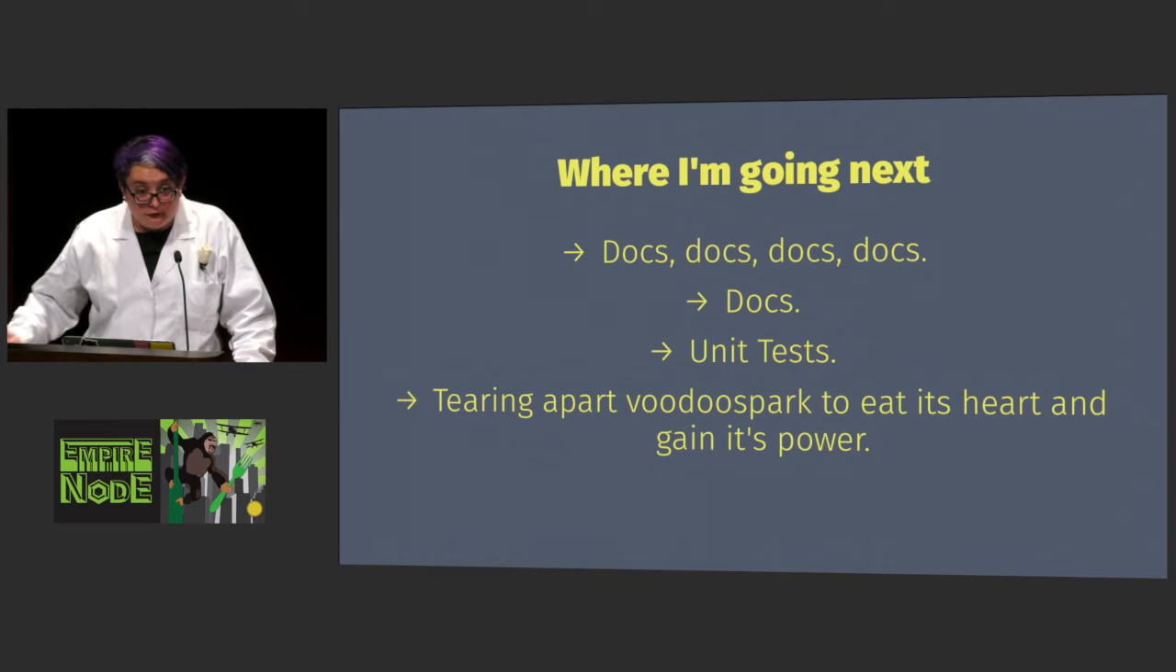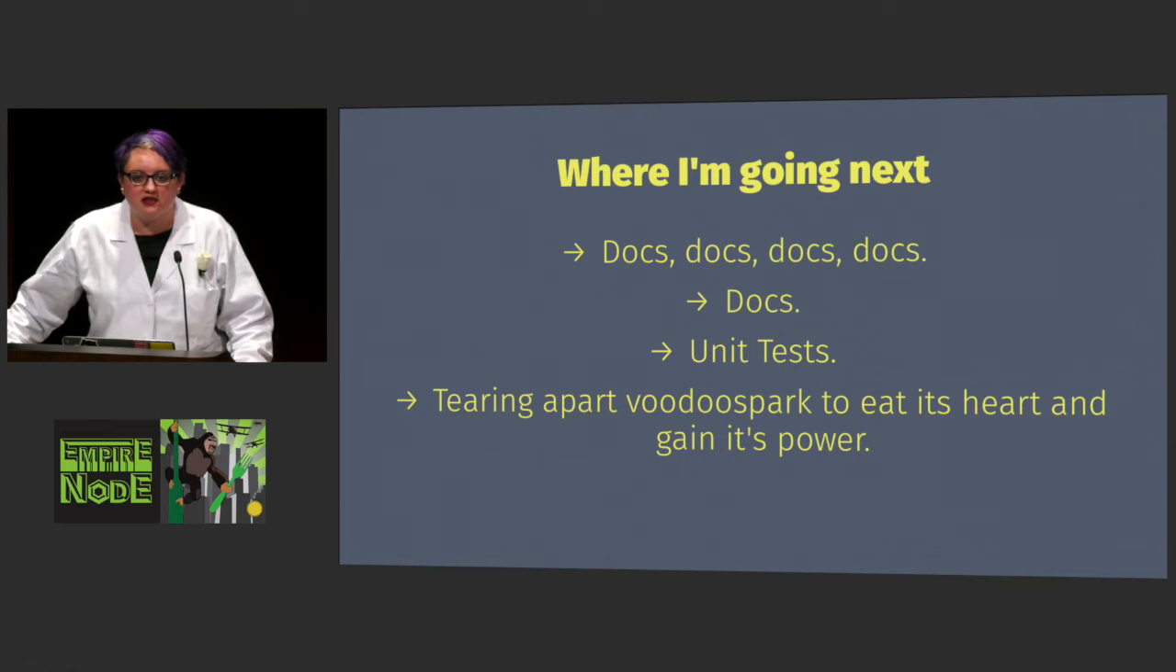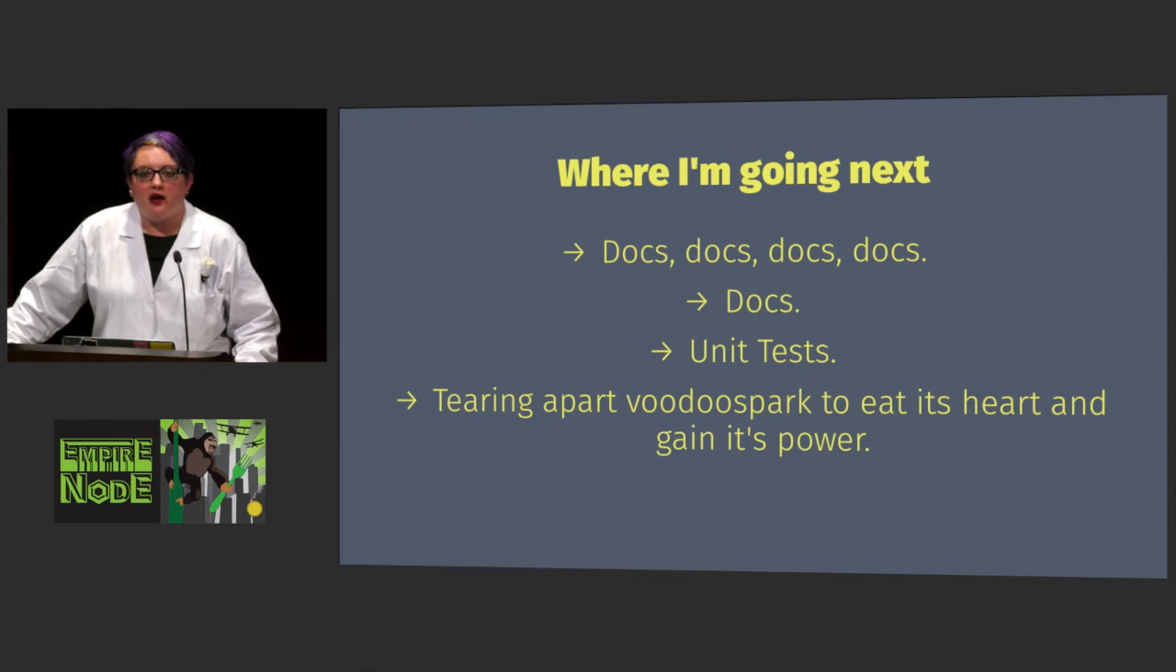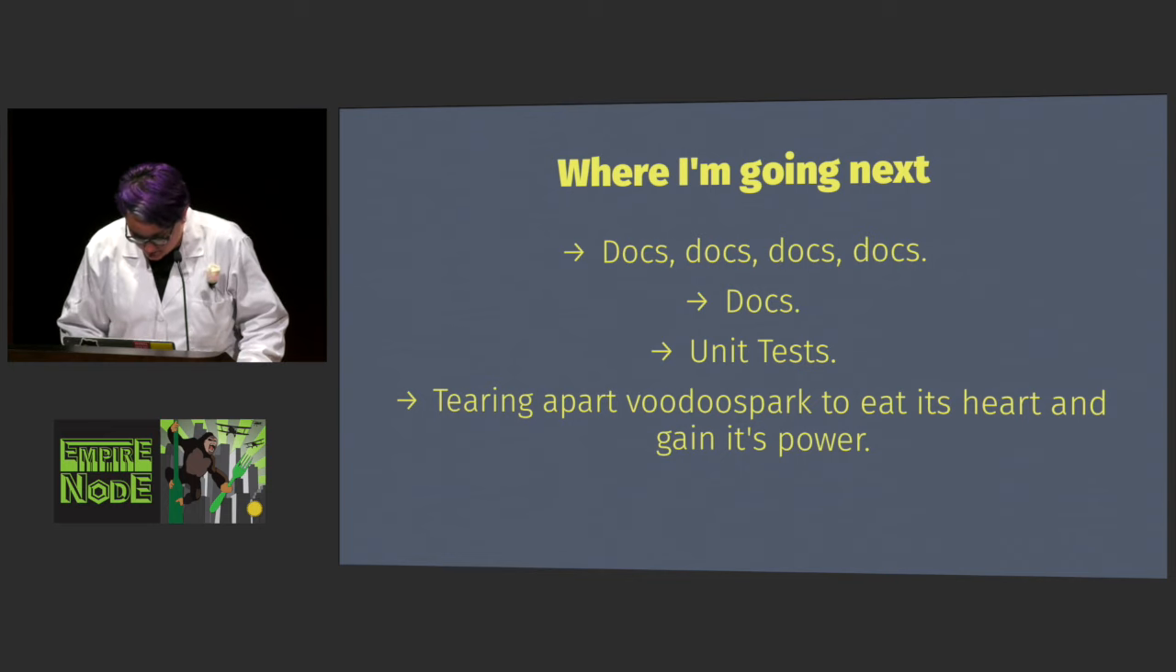The limitations of 4 custom particle functions inside a Photon is becoming strenuous at best. So Voodoo Spark, actually the firmware that helps run Particle I/O, has some interesting insights into how to get around that. And so I'm actually currently tearing it apart to figure out how I can cut out, eat its heart, and absorb its power, as one does.